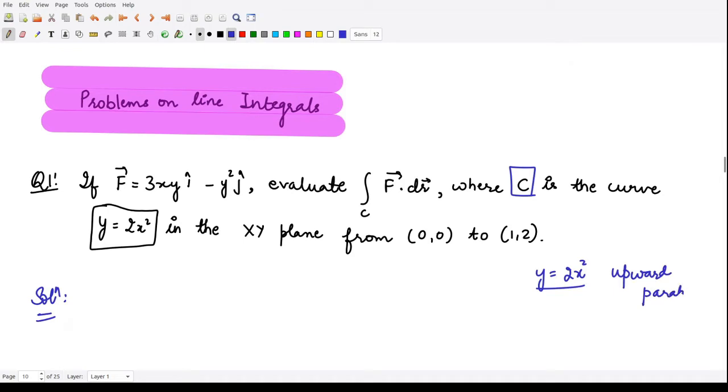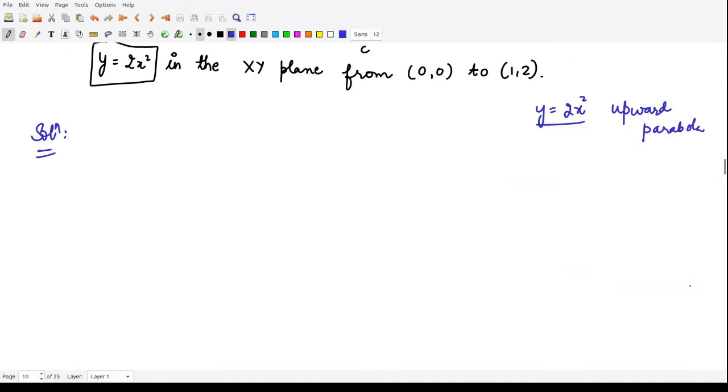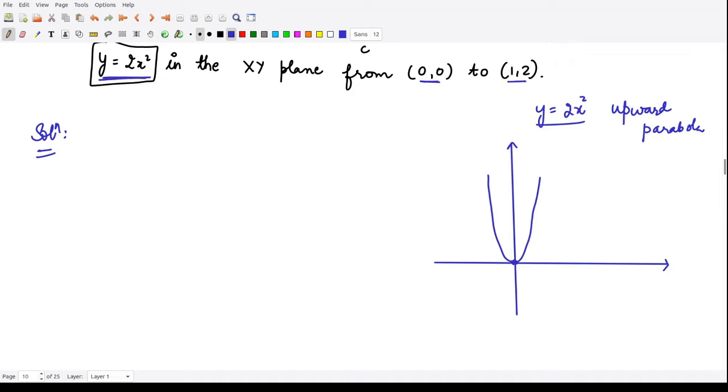So for this upward parabola, let me draw it over here. Suppose this is my coordinate axis. So your upward parabola would be something like this: y is equal to 2x square. That means it would be steeper than the original parabola having vertex at the origin. Now, your curve C is defined from the point (0, 0) to the point (1, 2).